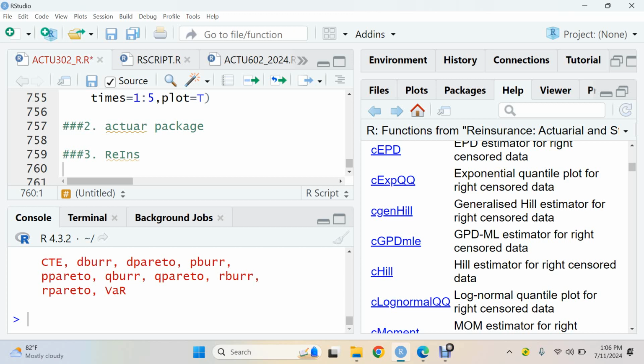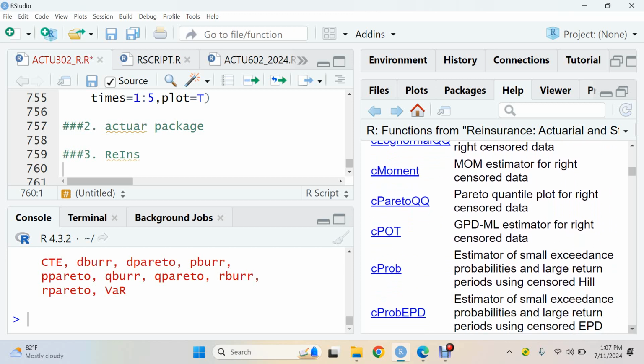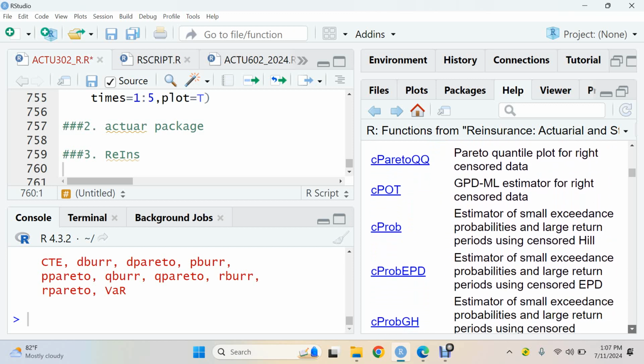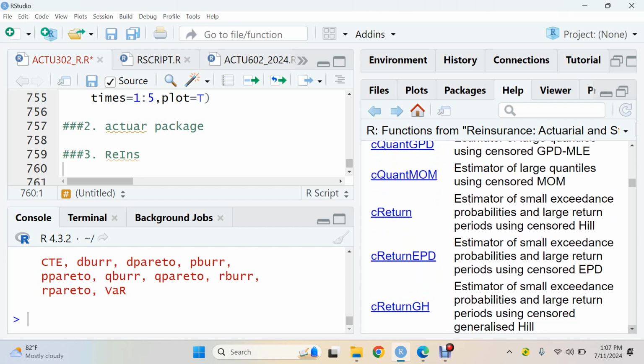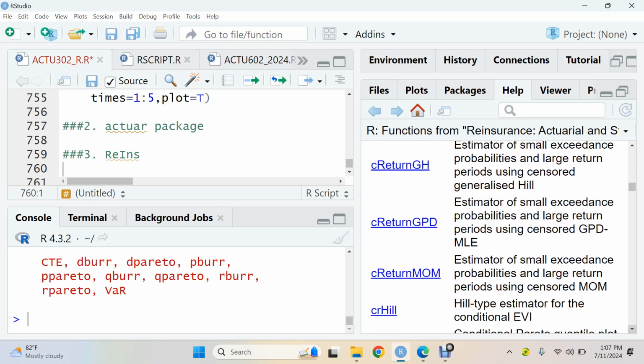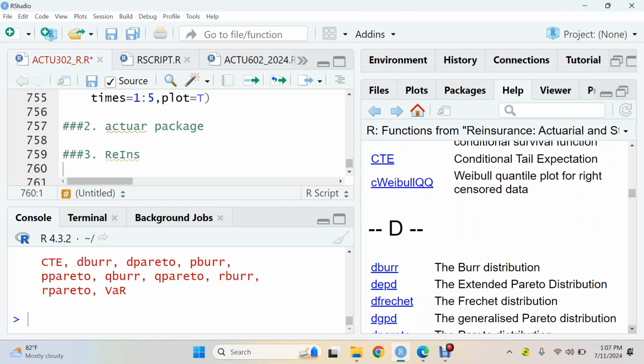Okay. GPDMLE, the generalized Pareto distribution, where you use a maximum likelihood estimator to estimate the parameters. Okay. We've seen the log normal QQ, so you can have it for censored data and so forth. Pareto QQ, we've seen it earlier, right? And so forth. Quanta level return, EPD. These are in extreme value theory or statistics of extremes, most of them, because reinsurance usually deals with extreme cases.